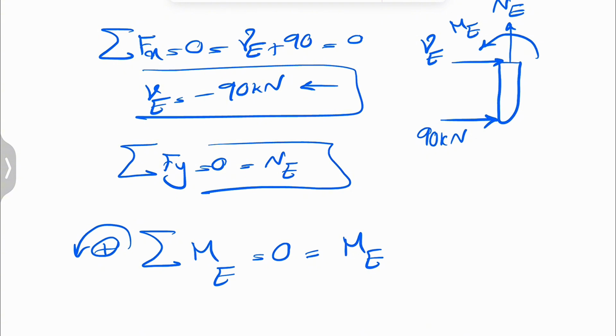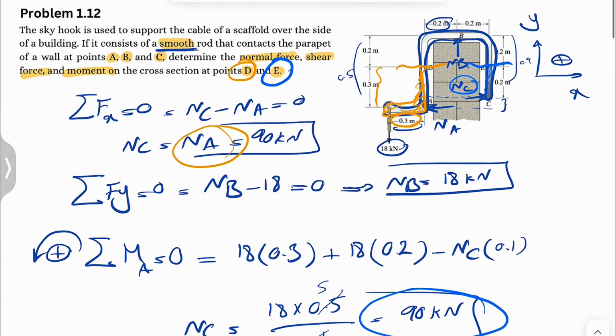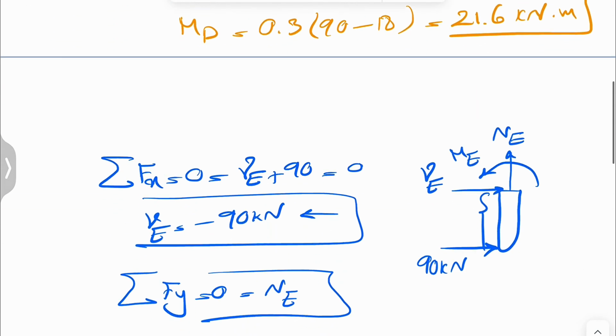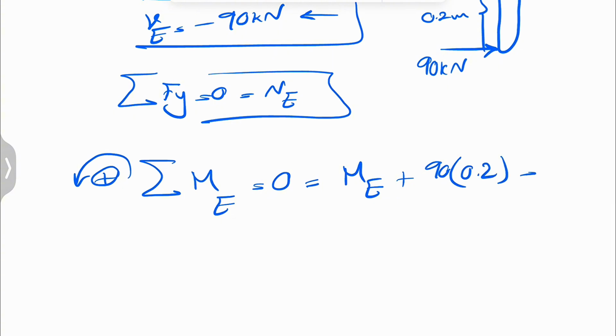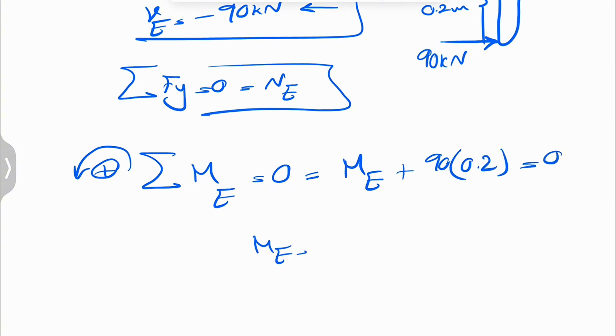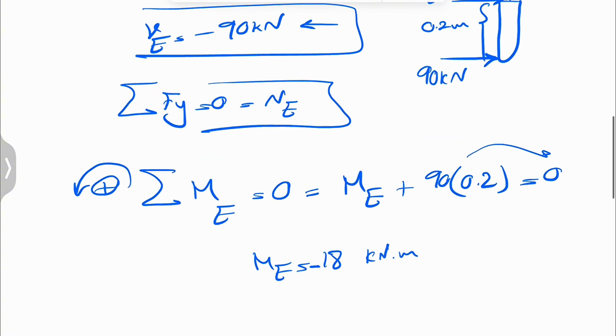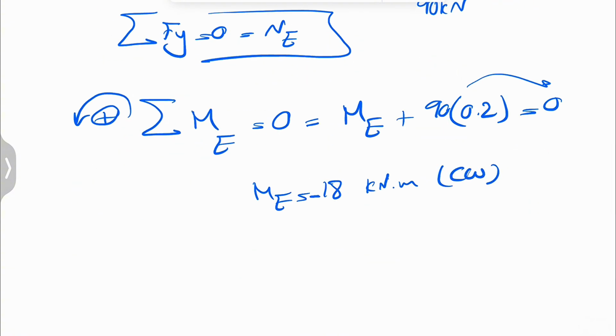And last thing, the moment about point E. Again, remember the sign convention, counterclockwise positive. And yeah, we're going to have ME, because again we assume that it's positive, and the moment of 90 kilonewtons, you can see it's counterclockwise, so positive 90 times, we need this distance. Let's just get back to the figure. So yeah, that distance is 0.2 meters. So ME plus 90 times 0.2 equals 0. And we can see that ME will be negative 18 kilonewton meters. It actually is negative, because if it goes on the other side, it will be negative. So that shows that our assumption for the moment was not correct, and the moment is actually clockwise.